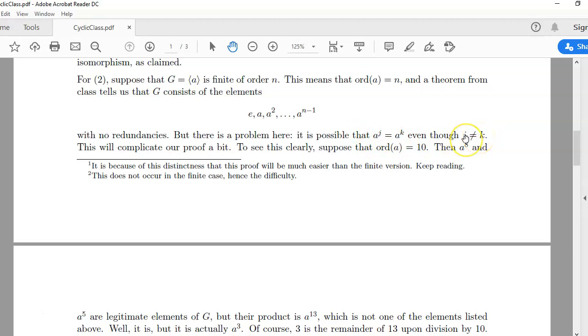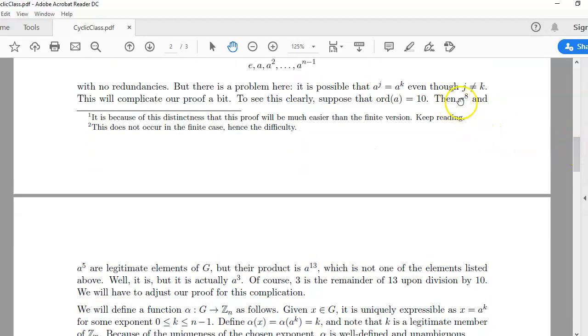Let's make sure we understand that. We've seen this a million times before in class. Suppose the order of a was 10, so my group G was cyclic of order 10. That means my elements are the identity up to a to the 9th. Those are all my distinct guys. Well, a to the 8th is legitimate, and a to the 5th is legitimate, but their product is a to the 13th. And a to the 13th would not be on my list of e up to a to the 9th, right? But the point is, well, it is, but it's a cubed, right? Because a to the 10th is the identity. So a to the 13th is a to the 10th times a cubed. And so that's a cubed again.